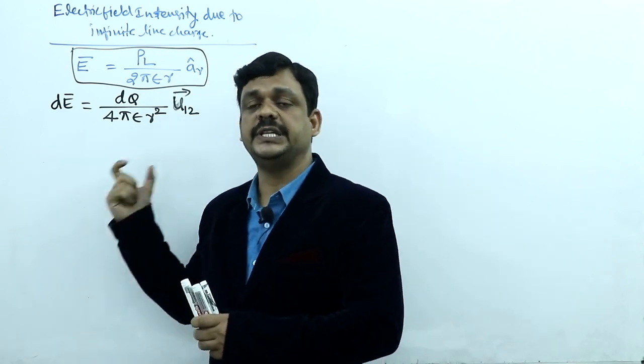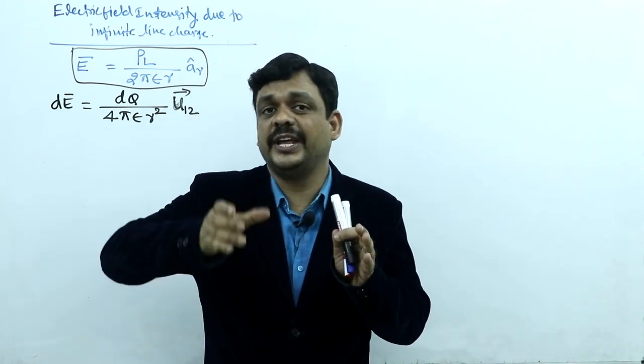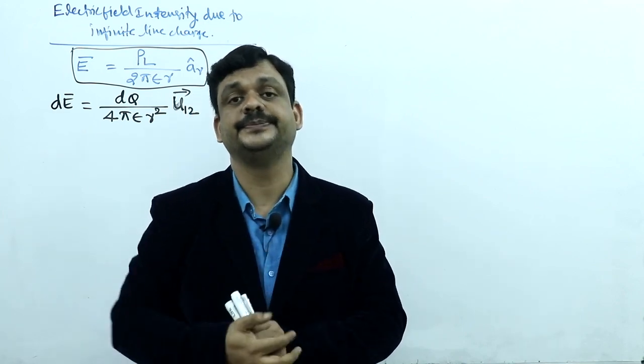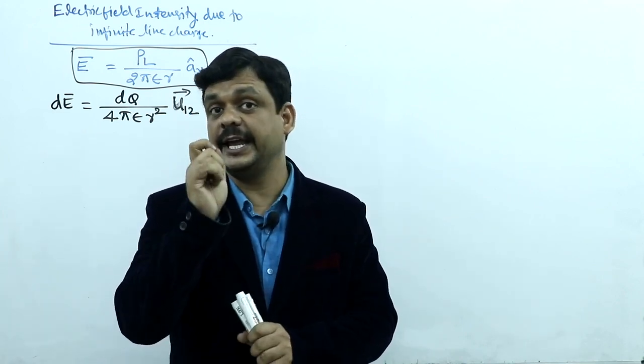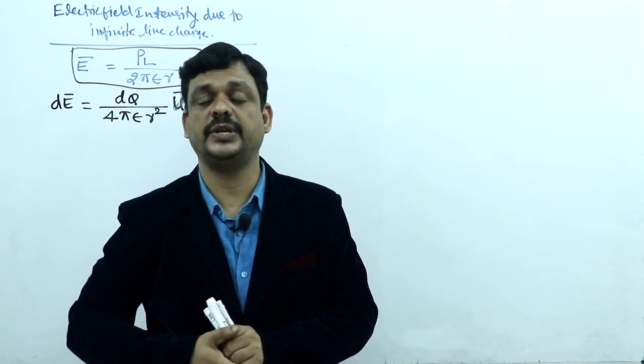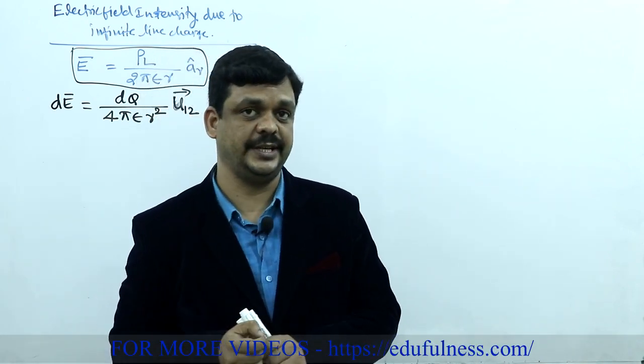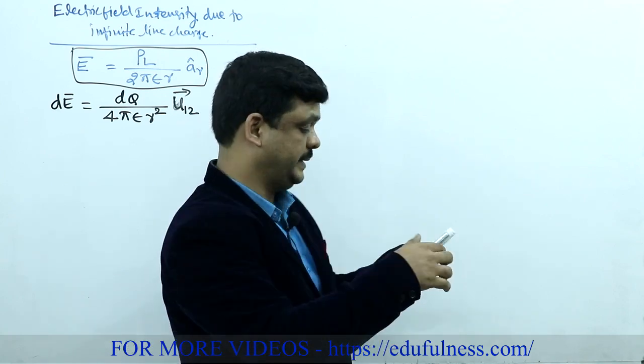To derive this equation, first of all I am taking one infinite line charge. The charge is distributed on the line, and the length of the line is infinite. Then immediately we have to take a line charge density. Rho L explains the line charge density, right? Total charge by length.